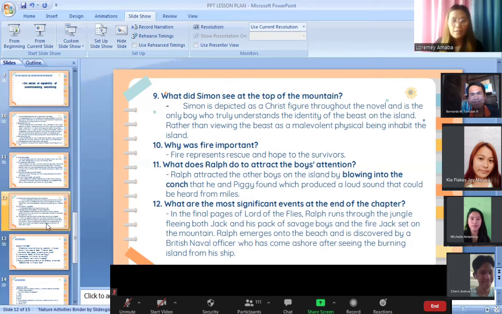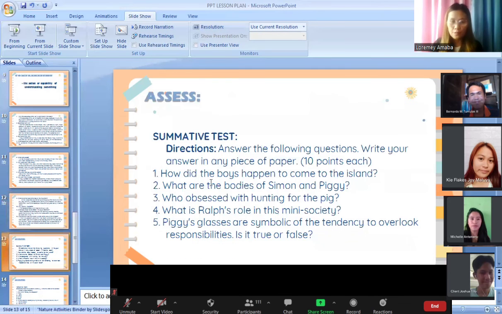All right. Since I have already discussed the story entitled Lord of the Flies, I have an assessment here. As I said earlier, please listen to my discussion because I have two categories in my assessment: summative and formative. For your summative test, class, the directions are: answer the following questions. Write your answer on any piece of paper. Each question has 10 points.